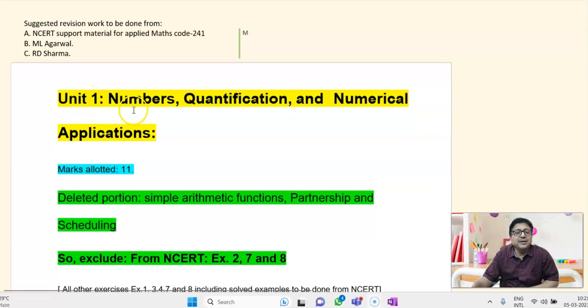In unit 1, you know the syllabus: numbers, quantification, numerical applications. How did I decide the deleted portion? I have seen the syllabus of 21-22 and this time's modified syllabus 22-23, and there I found that these are the deleted portions. Simply, you don't answer any question on simple arithmetic functions, that is tau function, mu function, phi function, all these you will not do. Partnership is completely removed, scheduling also removed.